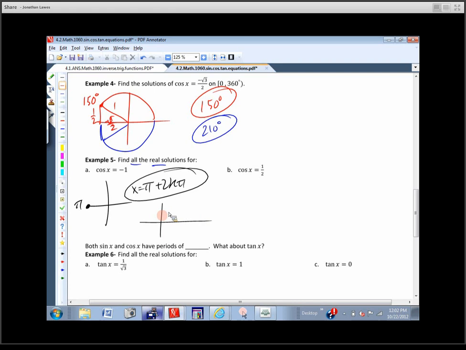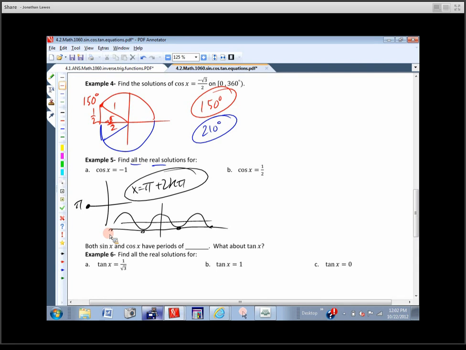You don't have to draw this, but you could at least think of what this would look like. Cosine looks like this, and we want to know where it hits -1. Right here at pi, over here at 3 pi, back here at -pi, back here at -3 pi, and so forth. So you can see, based on the graph, how often it would repeat and why that is the answer set. And it doesn't hit -1 in any other place.